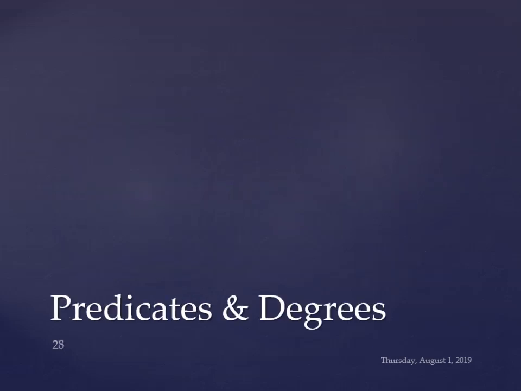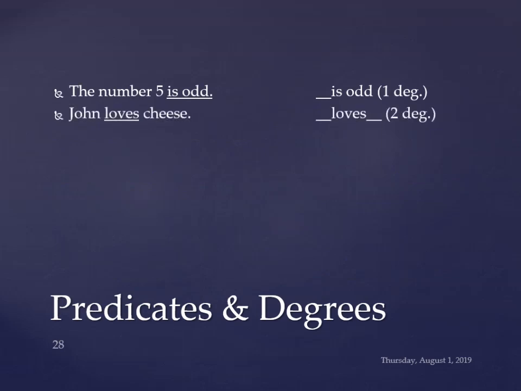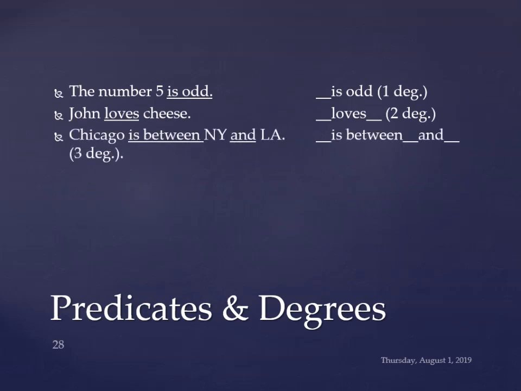So, let's talk about predicates and degrees. The number 5 is odd is a 1-degree predicate because we have one object being related to a predicate. Whereas John loves cheese is a 2-degree predicate because we have two objects being related by the predicate. And then the "is between" predicate has 3 objects. See the 3 blank spaces? That's a 3-degree predicate. So degree has to do with syntax.